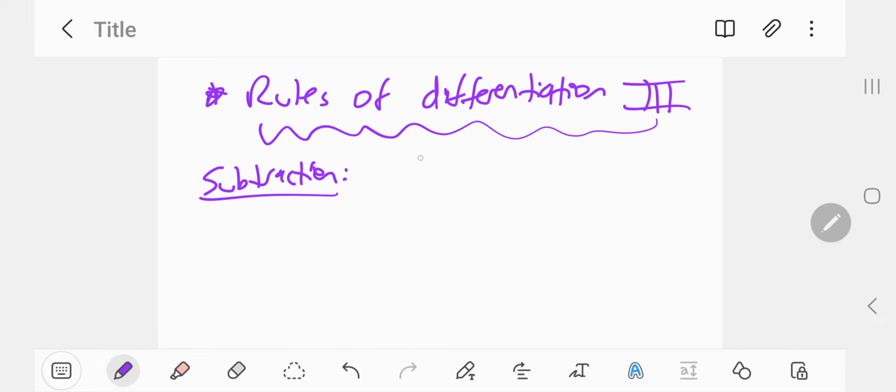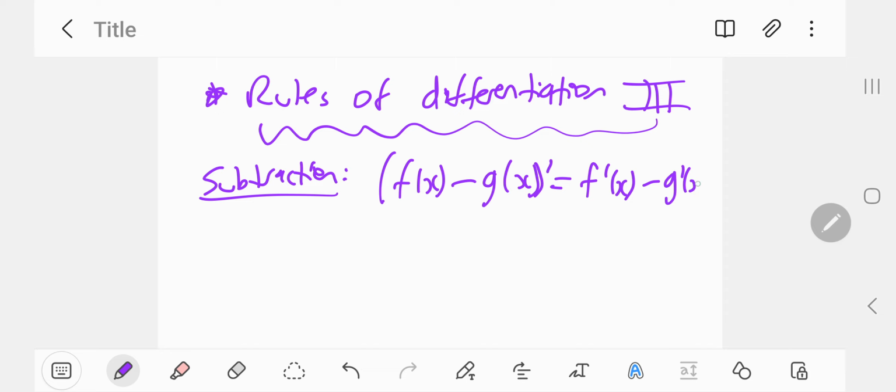in this video. The subtraction rule is pretty much the same thing as the addition rule, the sum rule, but with a minus. So I'll just show you how it's done. Okay, two functions that are being subtracted. Take the derivative and you subtract one from the other.